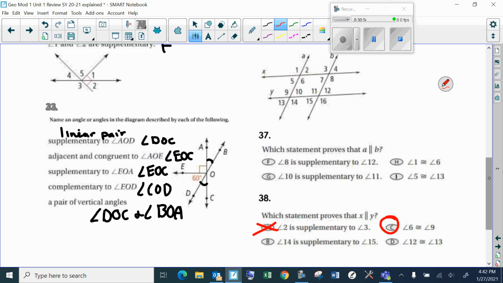14 supplementary to 15. That proves there's my transversal, and then A is parallel to B. We don't want A is parallel to B, but that's what that one proves. And lastly, 12 congruent to 13, alternate exteriors. Again, that makes that the transversal. It touches both of them. And that makes A parallel to B. So that one makes A parallel to B. So C is your answer right there.